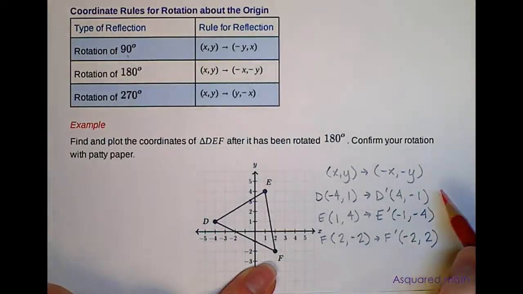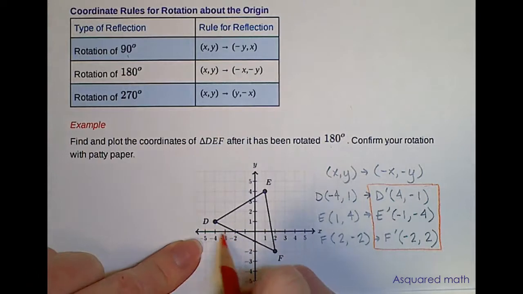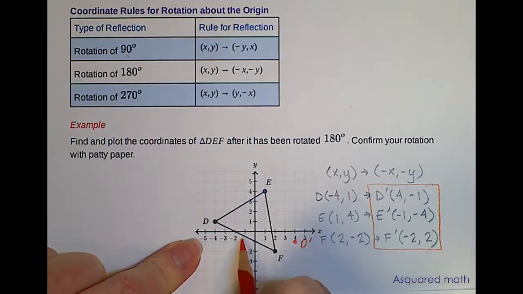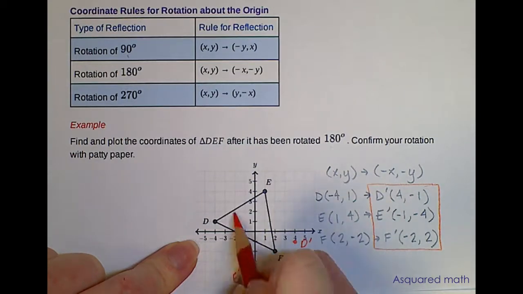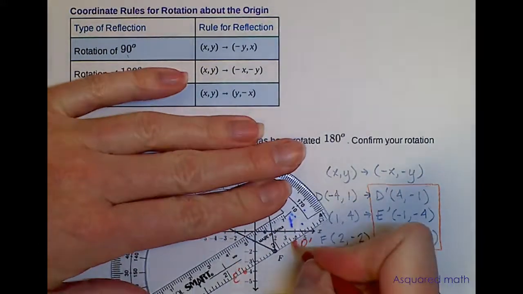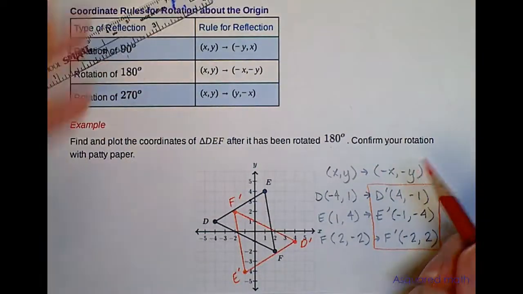Let's go ahead and plot these. So we are plotting these 3 points right here. D prime has the point to the right 4, down 1. E prime is left 1, down 4. And F prime is left 2, up 2. Connect our points using a straight edge. And our figure looks like this.